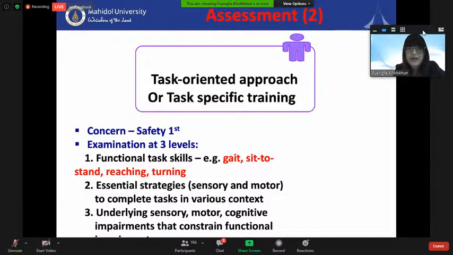When you assess or give them an intervention, you need to consider the safety of the patient. Then you need to examine three levels, including functional task skills, for example gait, sit to stand, reaching, and turning, which we will talk about later. And then you need to consider the essential strategy to complete tasks in various contexts, and the underlying sensory, motor, and cognitive impairments that constrain functional performance. Okay?